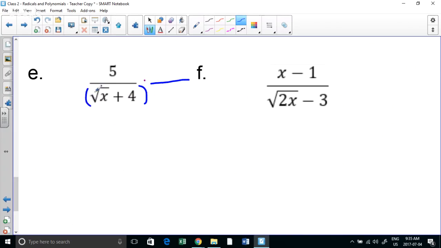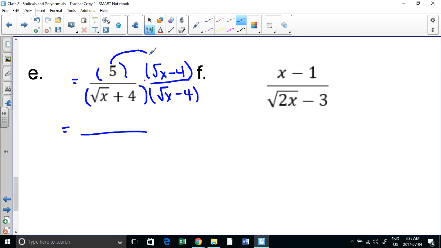So I'm going to bracket everything. Here I have the root of x, but not plus, I'm going to minus. I'm going to do the same thing on the top. So it doesn't matter, number, variable, anything it is. 5 multiplies here to give me 5 root of x. 5 times negative 4 is 20. So now we deal with this bottom.